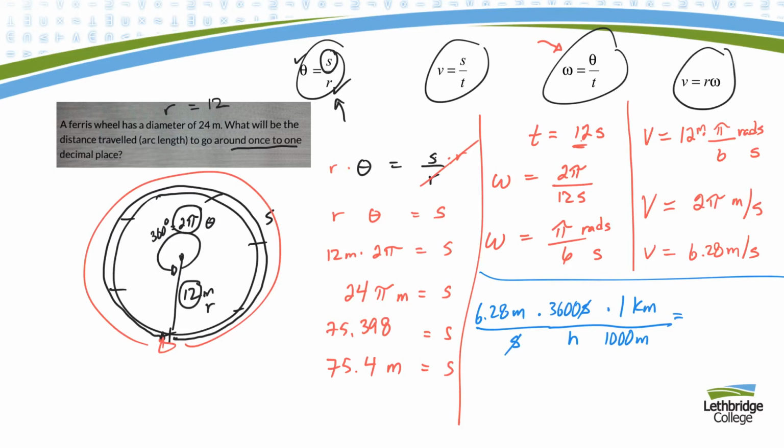So on that Ferris wheel, you'd be going 226.2 kilometers an hour. I'm not thinking that that would be the speed or the time it would take you to go around the Ferris wheel. It probably would be significantly longer than that, because that's a little quick for a Ferris wheel. All right, hopefully that helps you figure out that question.